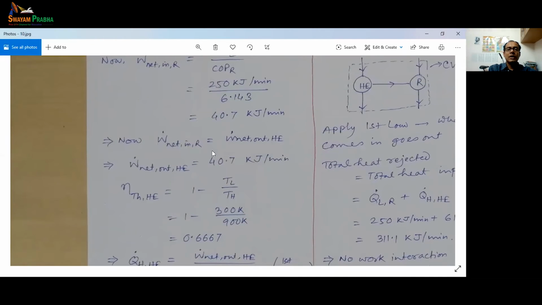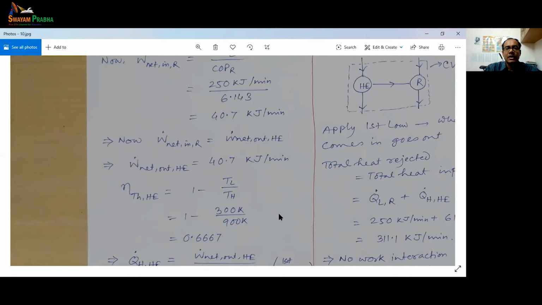Okay, now we know that all this work that is coming into the refrigerator side, the Carnot refrigerator, is coming from the Carnot heat engine itself. So this W dot net in R will be equal to W dot net out for the heat engine, HE. Okay, and the same value. So that means the heat engine work output is also 40.7 kilojoule per minute.